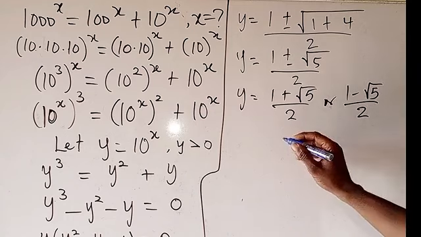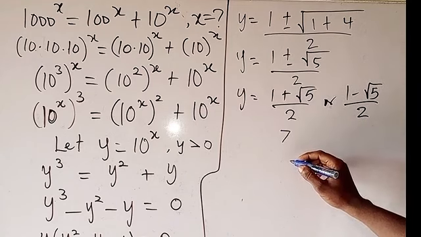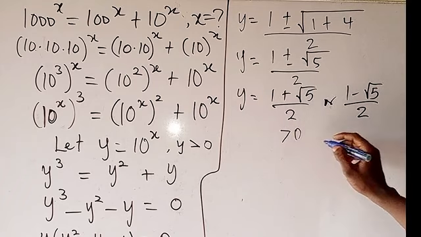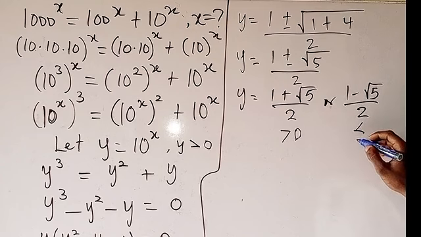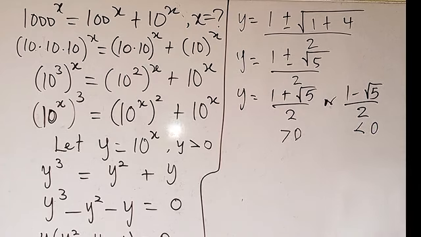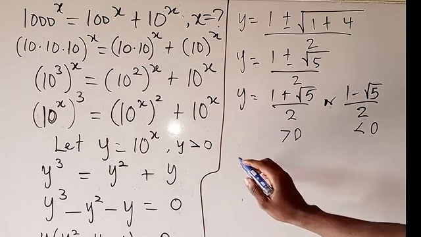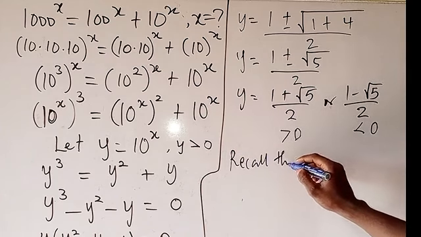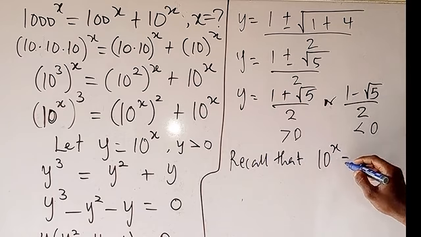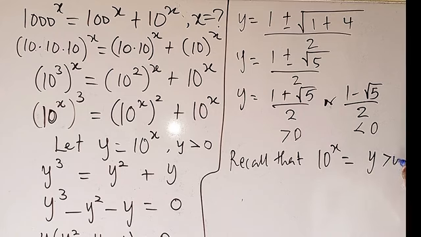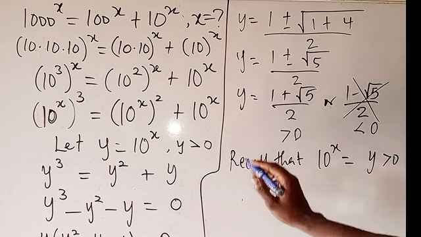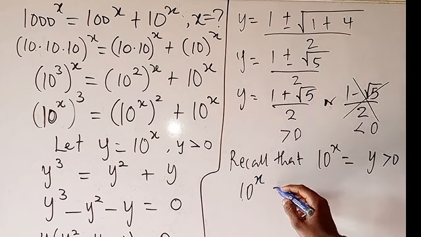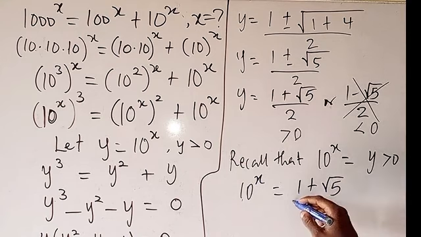Now this one is positive, which is greater than 0, while this one is negative, which is less than 0. Therefore, we should recall that 10 to the power of x equals y, where y must be greater than 0. So we pick the one that is greater than 0. We are not going to have a real solution from the other one. We can only have a real solution where y is greater than 0, so we have 10 to the power of x equals 1 plus root 5 all over 2.